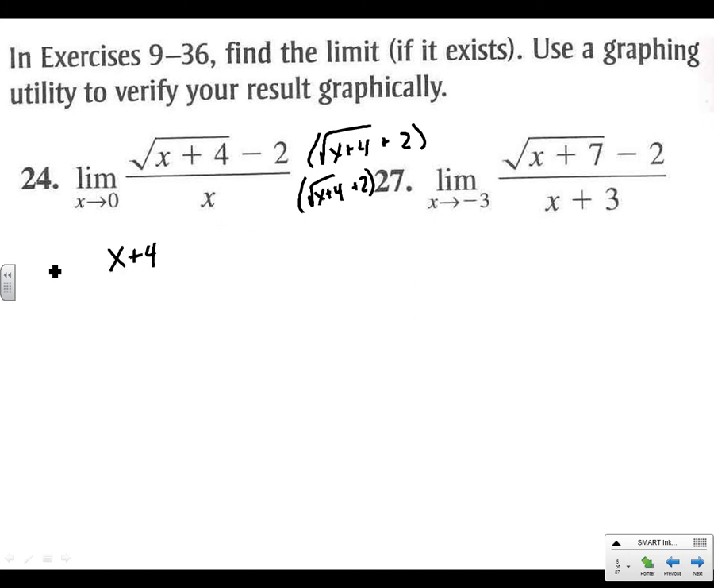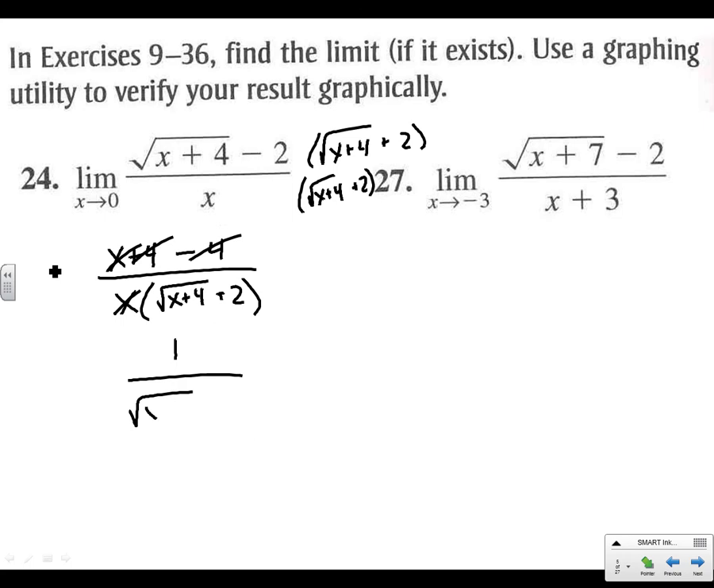We'll have x plus 4 minus 2 times 2 is 4, all over x times the square root of x plus 4 plus 2, and plus 4 and minus 4 cancels. X and x cancels, and so we're left with 1 over the square root of x plus 4 plus 2.